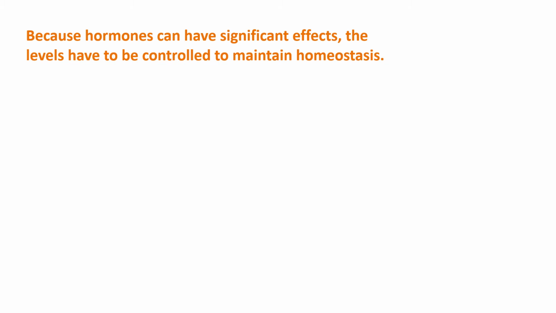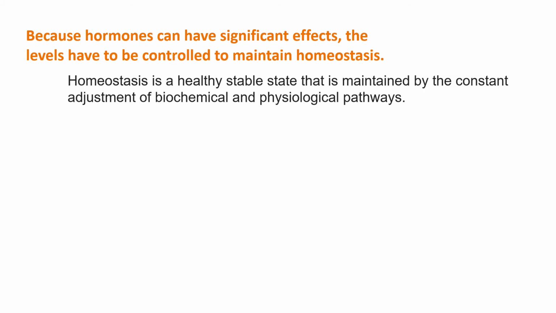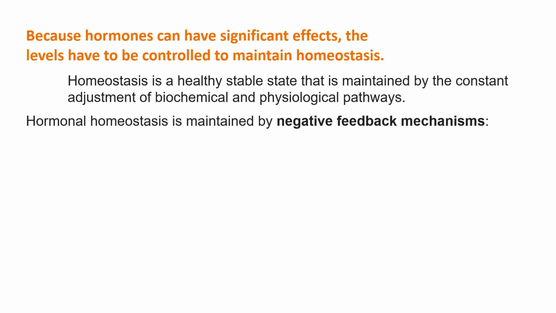Going back to our hormones. Now, the problem is, as we've seen in the case of thyroid hormones, they can have really significant effects. So the levels have to be controlled very carefully to maintain homeostasis. In other words, to maintain bodily functions within normal, acceptable ranges. So homeostasis is a healthy, stable state that is maintained by the constant adjustment of biochemical and physiological pathways. Hormonal homeostasis is maintained by negative feedback mechanisms.